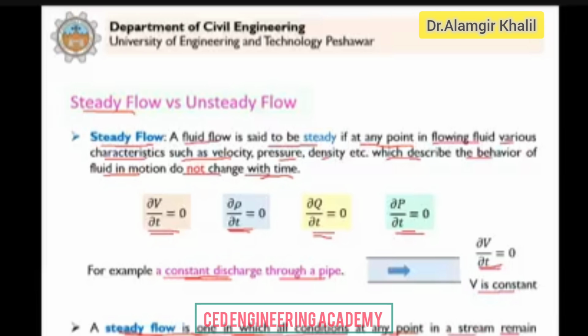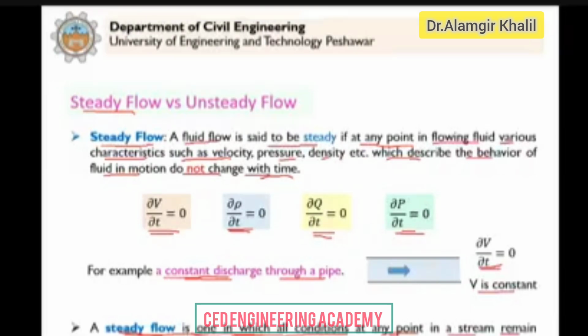So here the discharge may be different than this one due to these factors, inflow or outflow from the side channels. But again, if the discharge is different, but it is not changing with respect to time, we will say that it is a steady flow. So this is what we mean by this definition, that the conditions should not change with respect to time at any point, but at any other point the conditions may be different as compared to this point.